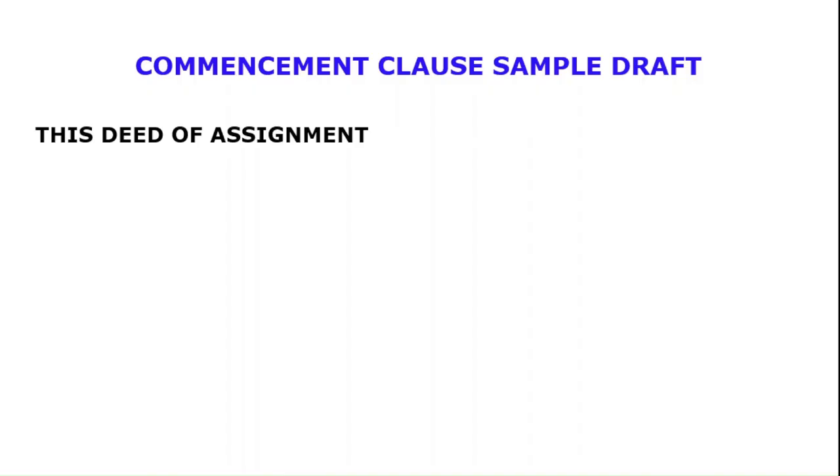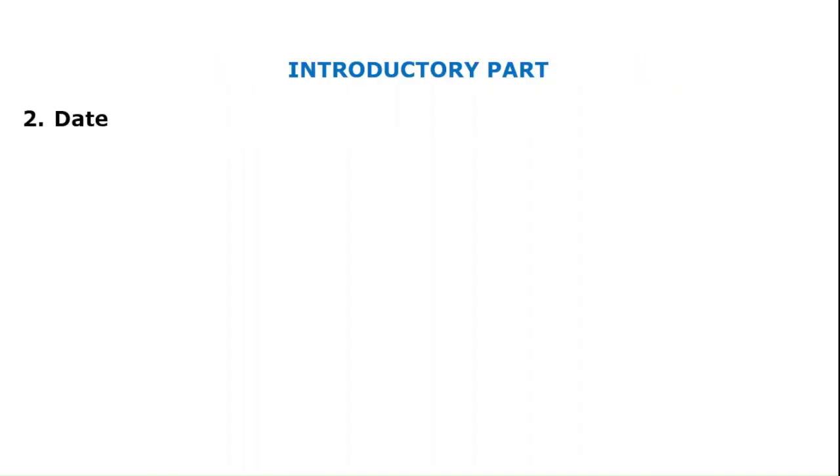So there's no hide and seek. Once the question says, draft the commencement clause of this document, and you have identified it as a deed of assignment, by drafting THIS DEED OF ASSIGNMENT, you are good to go. That is the commencement clause. Now let's move to the next clause in the introductory part of a deed of assignment, which is the date.